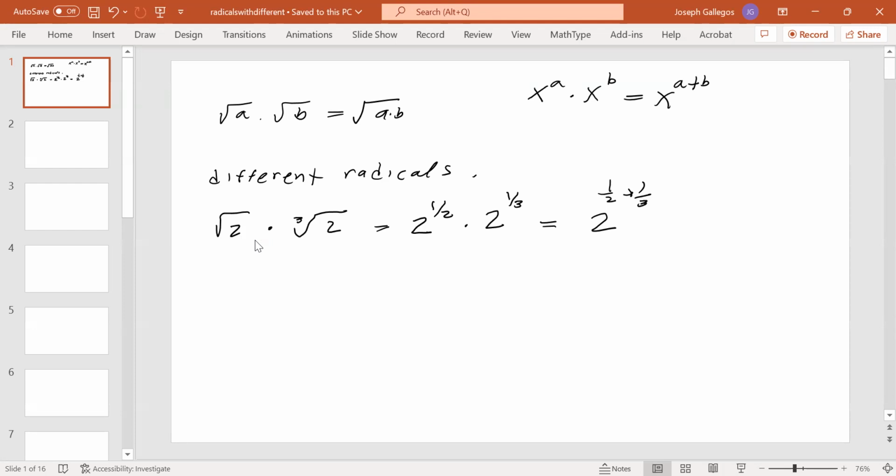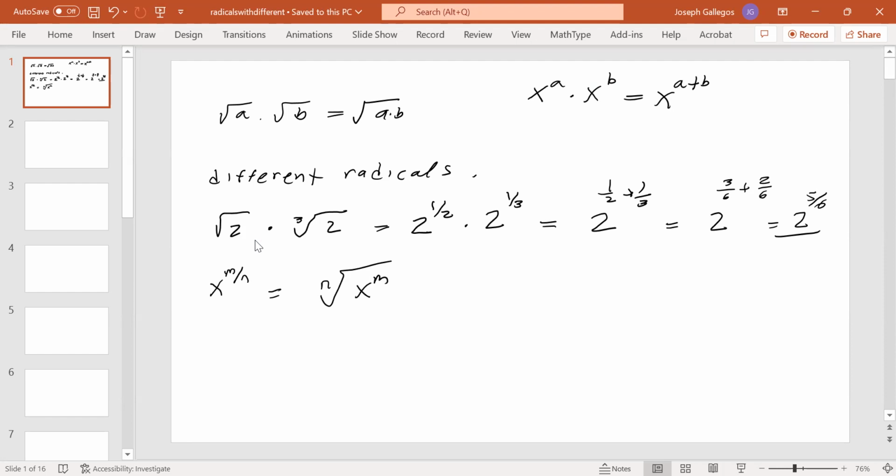And now recall how to add fractions. We need to find the common denominator. That common denominator would be 6. So we have 2 to the 3/6 plus 2/6. And now they add together to give us 2 to the 5/6. And that's correct in exponent form. But now we want to rewrite that back in radical notation. And so in radical notation, remember that if we have x to the m divided by n, that's the same as the nth root of x to the m.